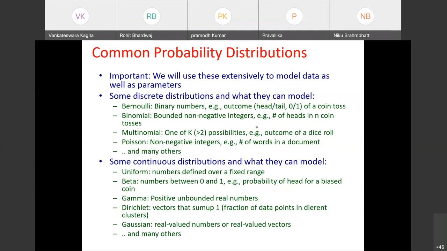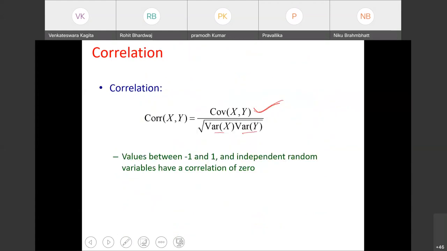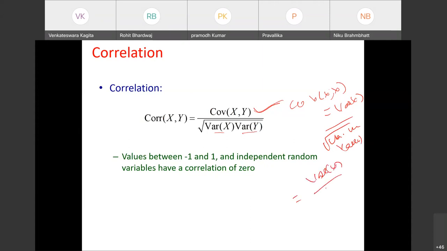There's a query from Prasha. Is there an analogous measure like correlation in the univariate case? Correlation is one there, because in a univariate case there is only one variable, and you want to measure how that variable is varying along with itself. So the correlation is one. Suppose you take both x and x here: the covariance of x and x is equivalent to the variance of x, divided by the square root of the variance of x times the variance of x. Therefore this is equivalent to the variance of x divided by the variance of x, which is equivalent to 1. So this is always 1.